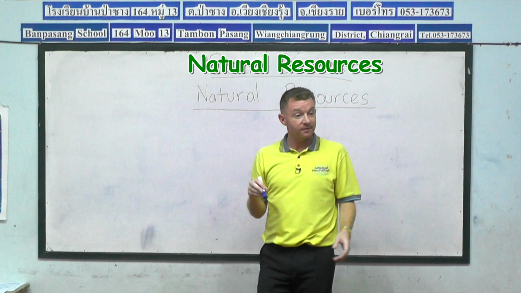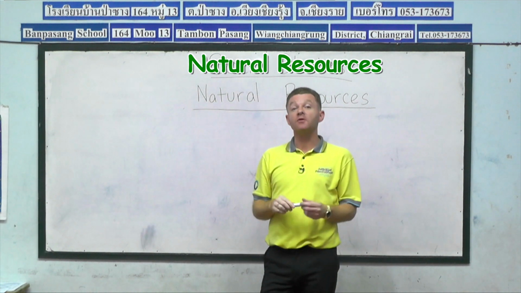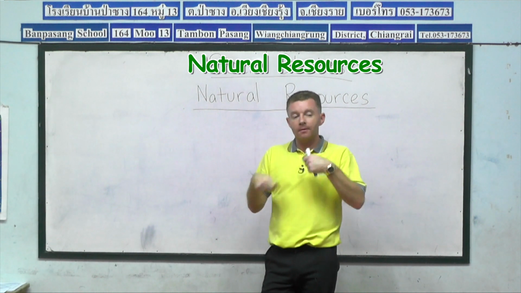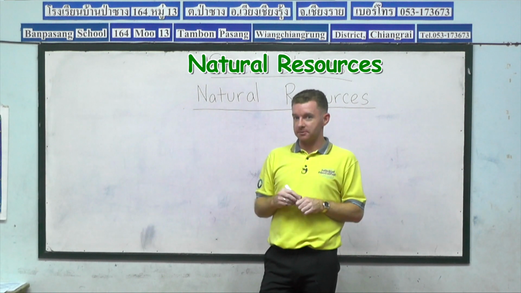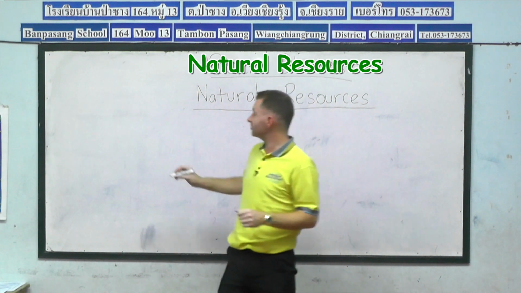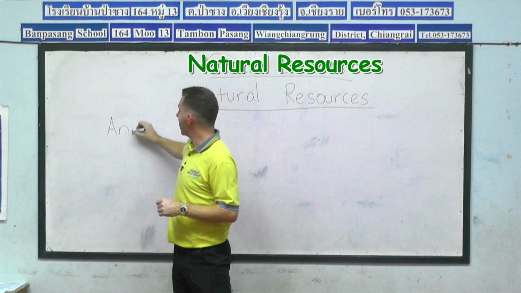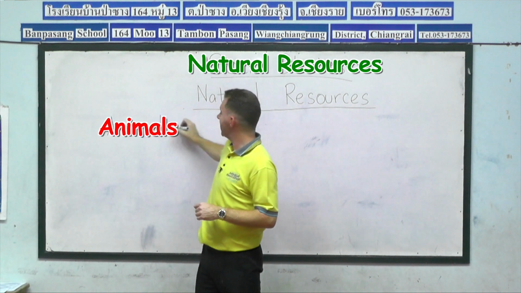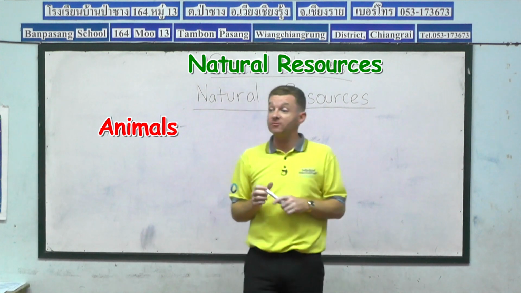Prel. Animals. Excellent. Animals is a good example of natural resources. What can we use animals for? Eating. Yes, sometimes people like to eat animals. So animals are a natural resource. And animals is spelled A-N-I-M-A-L-S. But there are lots more types of natural resources.